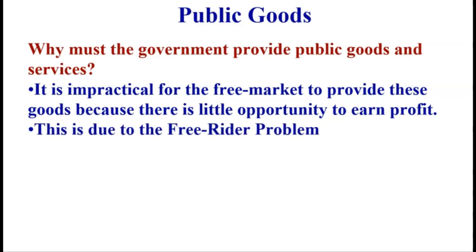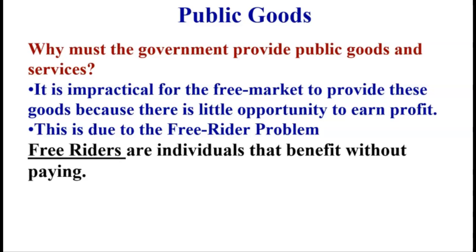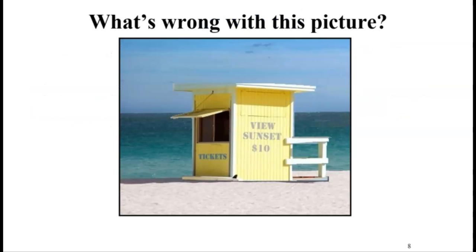One of the biggest reasons you don't have profit is what we call the free rider problem. Let's talk about what free riders are. A free rider is any individual that benefits without paying. A great example of a free rider problem would be the person trying to run this business. Can you see what's wrong with this picture? Are they going to actually be able to get anybody to pay $10? Well, no. The sunset you can view for free, right?